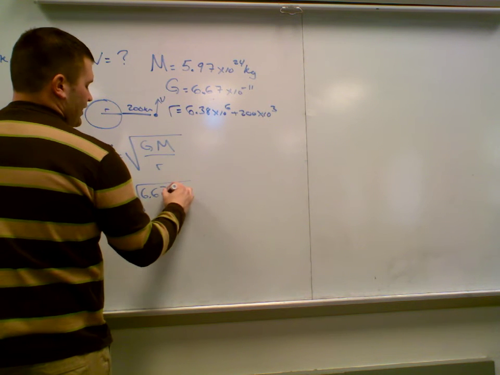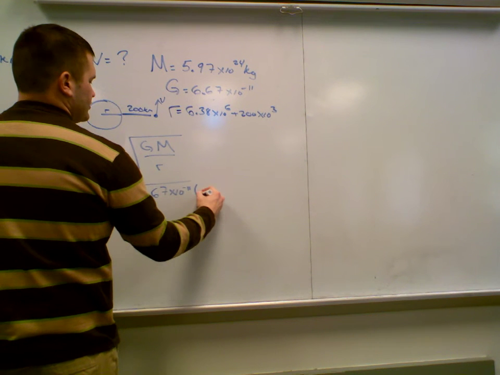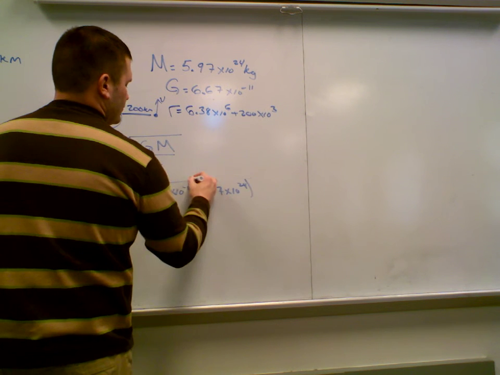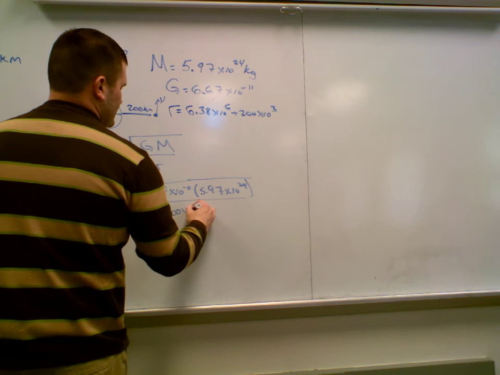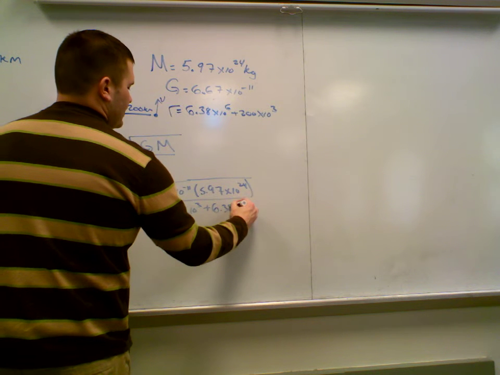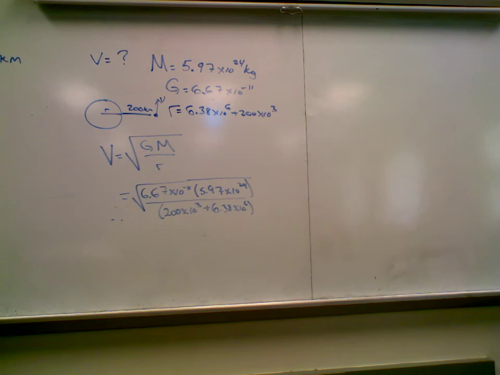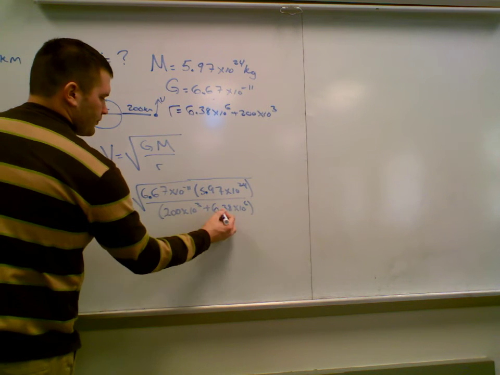So 6.67 times 10 to the negative 11, times 5.97 times 10 to the 24th, divided by 200 times 10 to the third plus 6.38 times 10 to the sixth. It's okay if you just do that in your calculator like that, if you just add them together. So now when we multiply that through, what answer do we get?